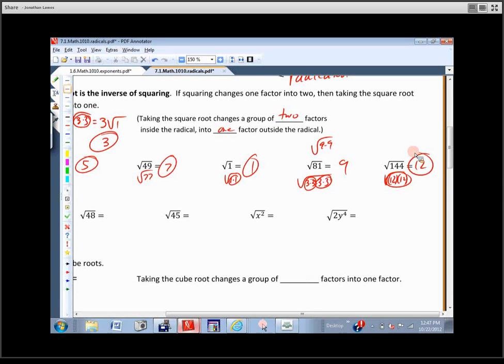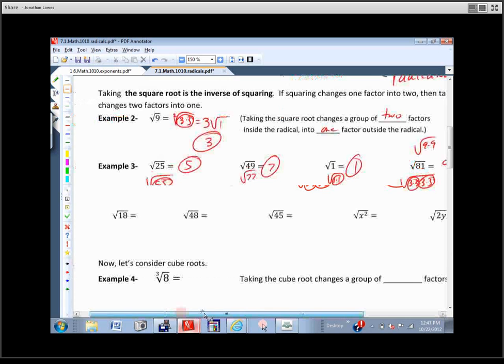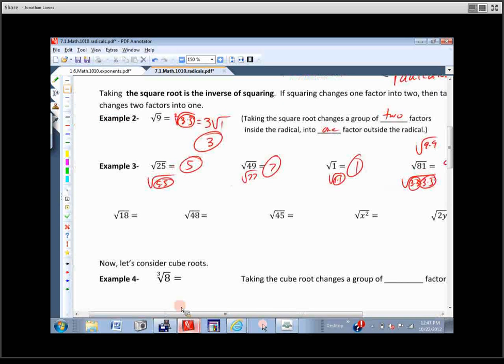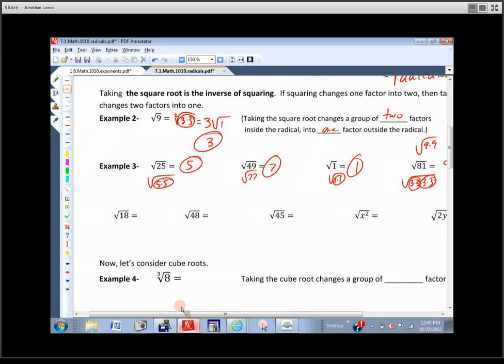Good? Okay, now, if you keep in mind that that's what square roots do, they take a pair of factors, that's why we have to know how to factor in order to do this, and turns it into 1 factor on the outside, then we can do problems like this. 18 does not have a nice square root. But if we factor this, it's 9 times 2, right? Pair of 3s, I can write that on the outside. What's stuck underneath? The 2.